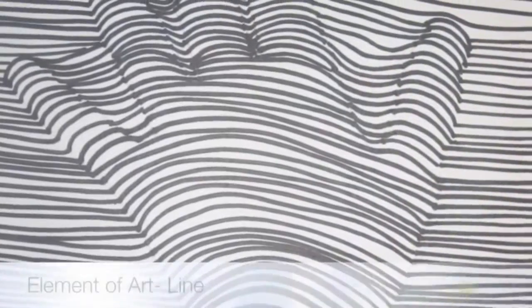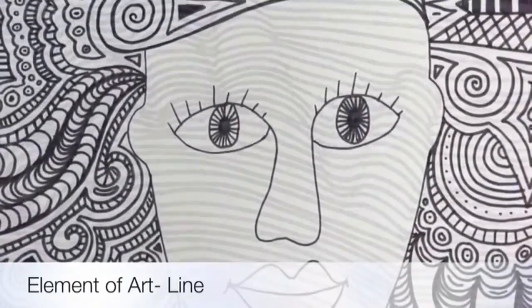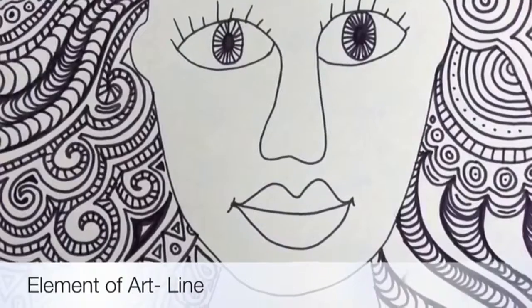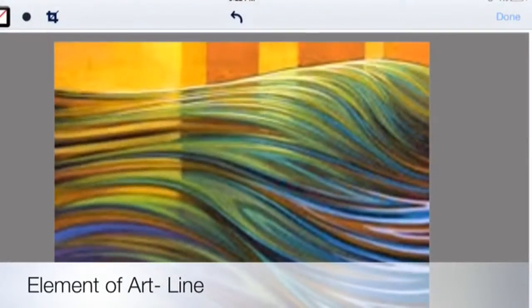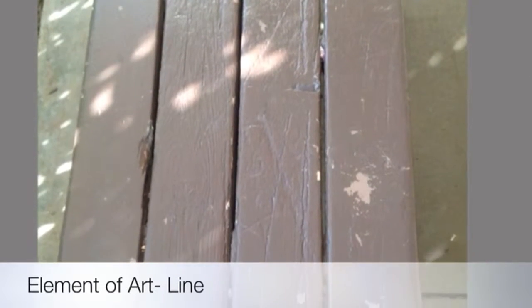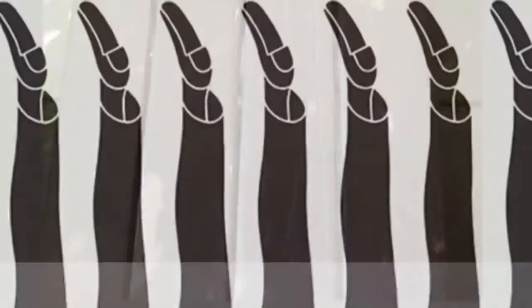Line is an element of art that is defined by a point moving in space. A line may be two- or three-dimensional, descriptive, implied, or abstract. A line may be curvy, wavy, straight, diagonal, and all in all, the lines come together to form many shapes and sizes.